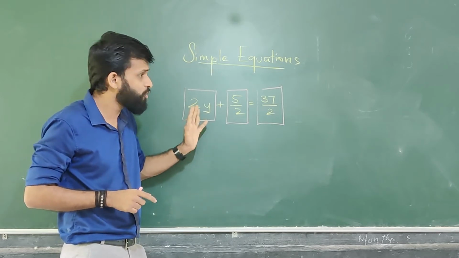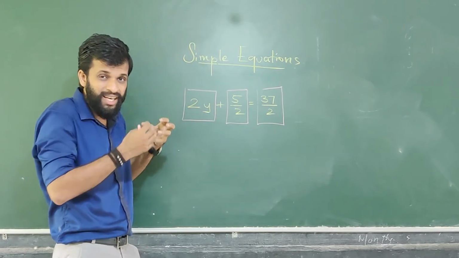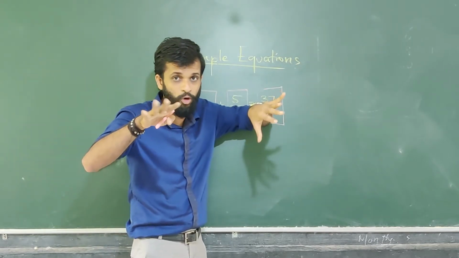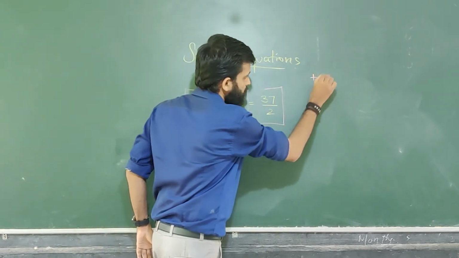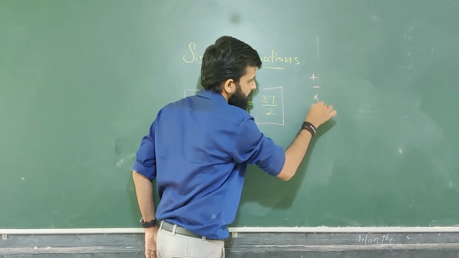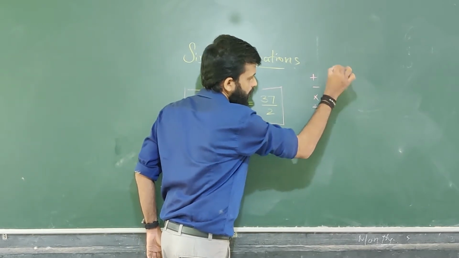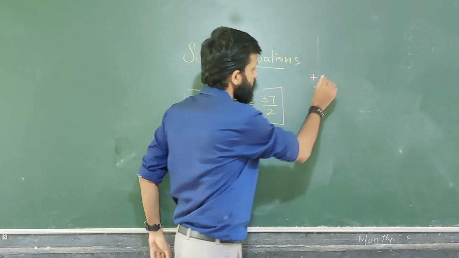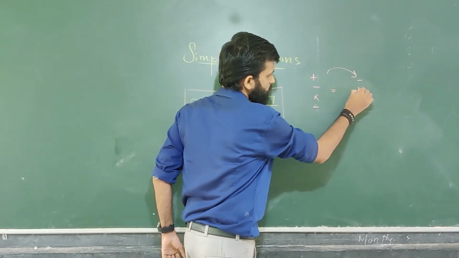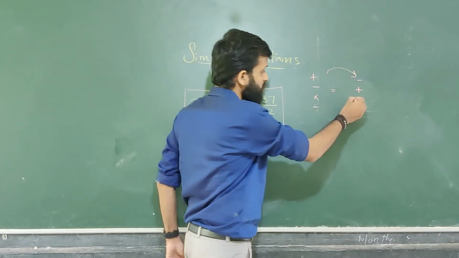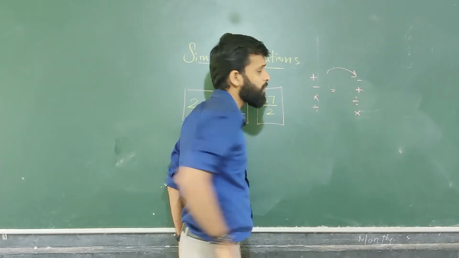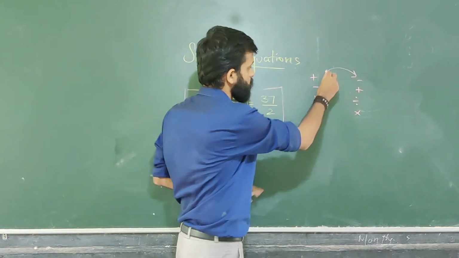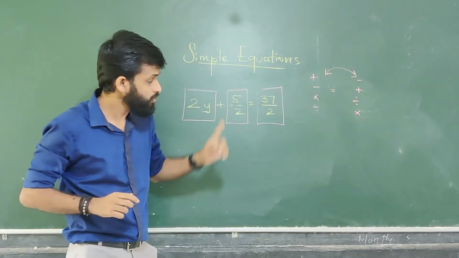Whatever is added, if you remember what I had written in the previous video, if you have forgotten, I will write it down: plus, minus, multiply, divide. When they move to the other side of equal to, plus will become minus, minus will become plus, multiplication will become division, and division will become multiplication. This is how they change, and the same goes when it comes to this side also.